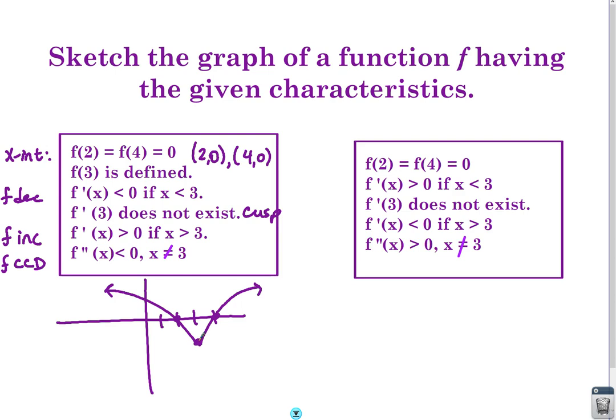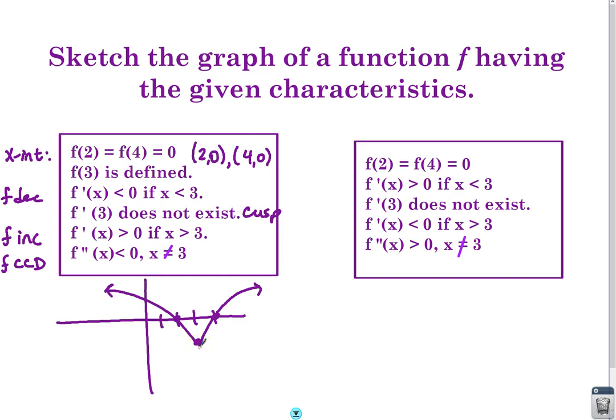We could, if we wanted to. F of 3 is defined, but the derivative does not exist, I don't actually know that it's a continuous function. Another option would be to have a hole or removable discontinuity right here.